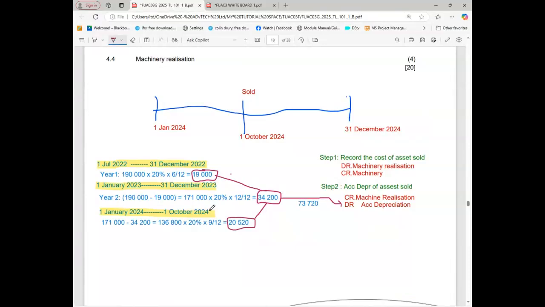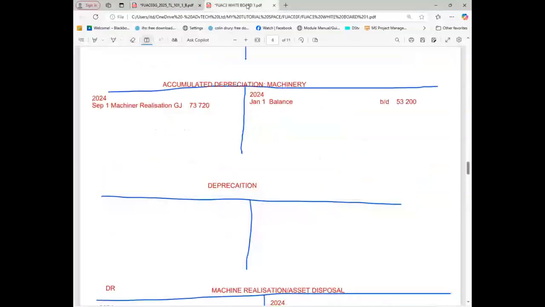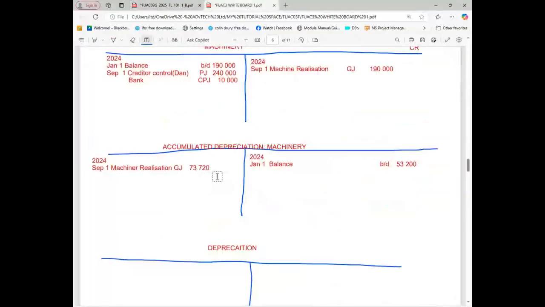Okay, I see, sir. Any questions? Not from me, sir. It makes sense now. I was confused before, but now it makes so much more sense. Perfect. So this is what we have.